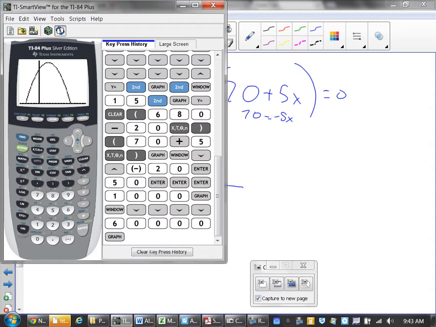Yes, ma'am? Wait, so what does finding the first number have to do with finding the next number? What's this x coordinate here? Yeah, but I don't get how you use that to find the next number.